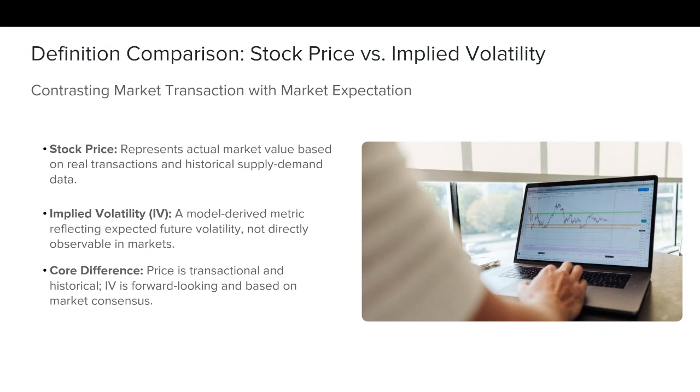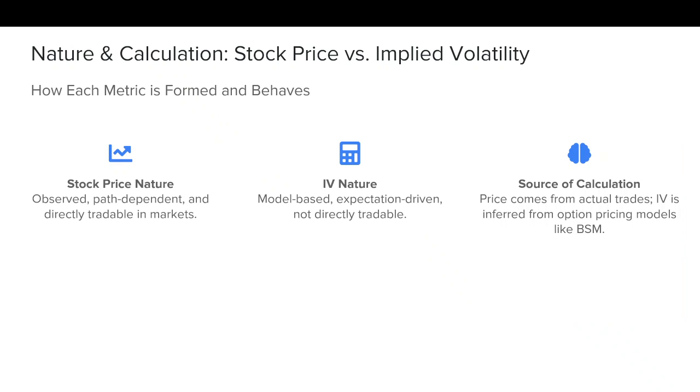It's extracted from option pricing models such as the Black-Scholes-Merton model. That is what we are going to use. It reflects what the market expects volatility to be in the future, essentially capturing sentiment and anticipated risk. This fundamental distinction between what has happened, price, and what is about to happen, which is IV, drives much of the analysis and strategy in derivative markets.